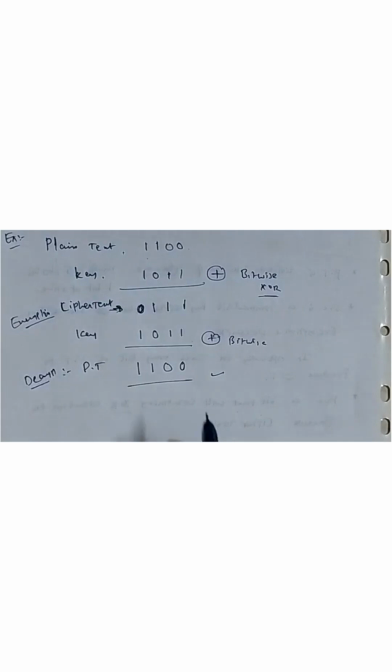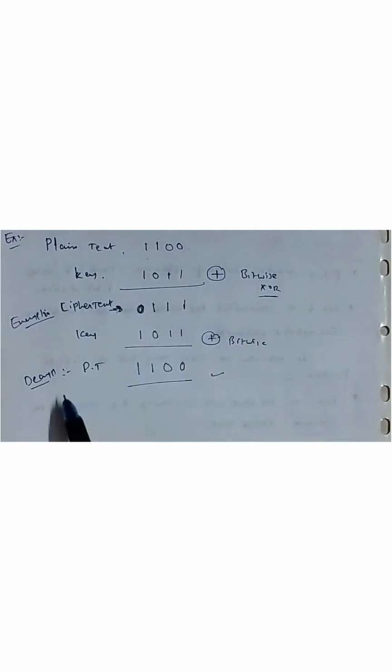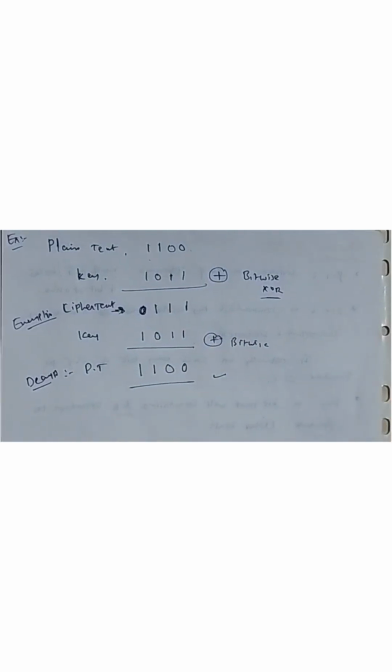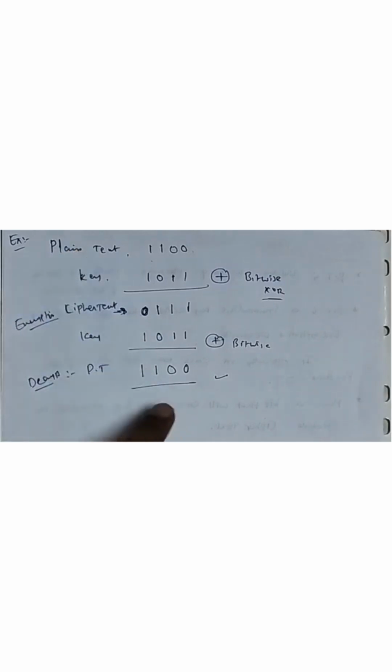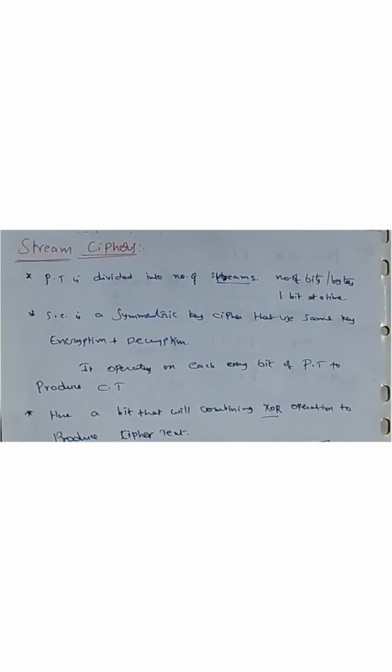The plain text we used the first time is 1100, and after encryption we get 0111. After decryption we get 1100. So this is the stream cipher. The plain text is the same in the example. So this is about the stream cipher.